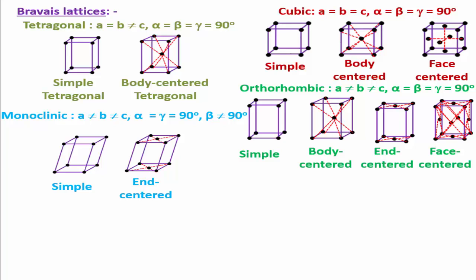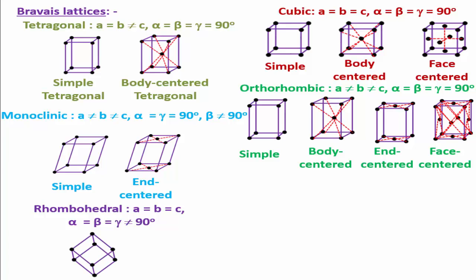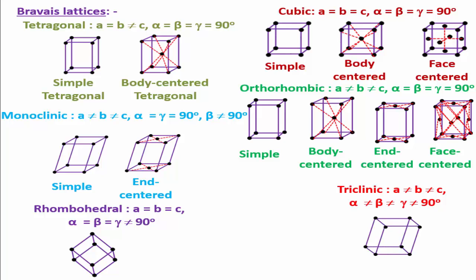If all the lengths of the edges of a unit cell are the same, but the angles are not the same, then it results in the rhombohedral crystal system where a = b = c, but alpha, beta, gamma are not 90 degrees. Now if we change everything, that is all lengths of the edges of the unit cell are different and all angles are also different, then it results in a triclinic system where all edges a, b, c are different, and all angles alpha, beta, gamma are also different.